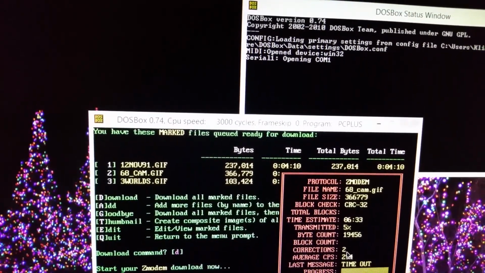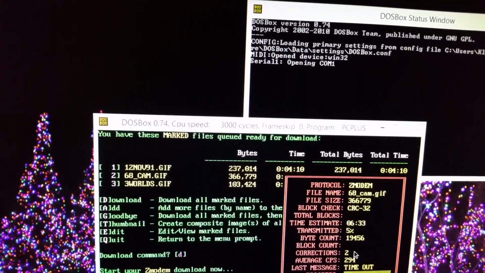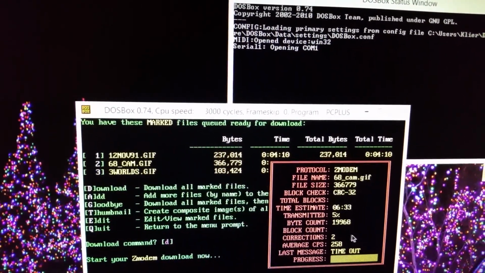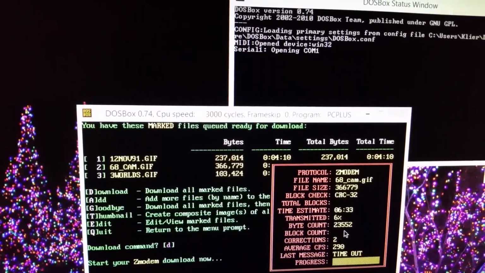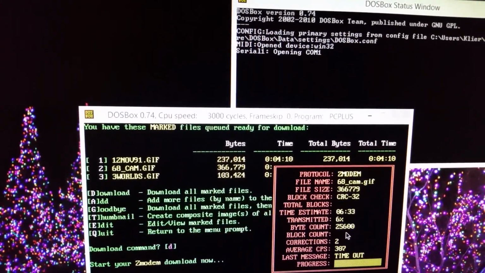Let's see if it auto retries and reestablishes its transfer here. There it goes. So roughly 1K a second.